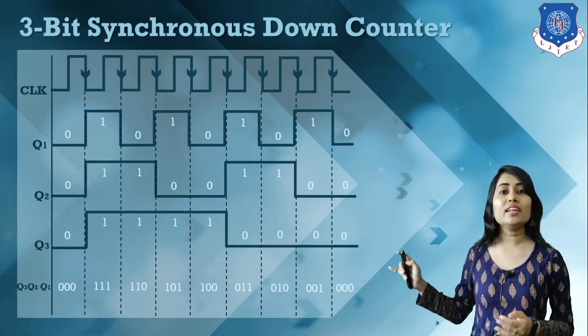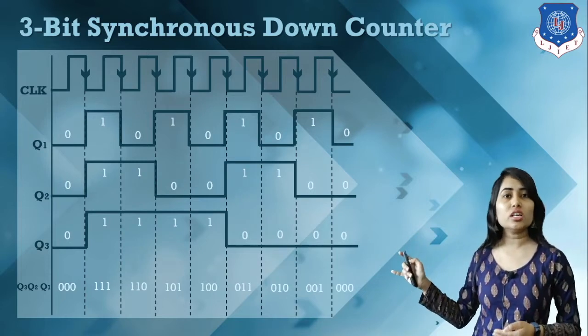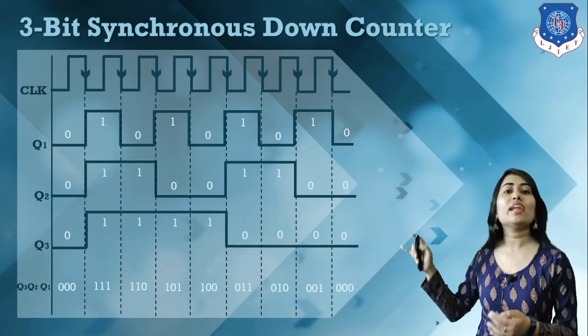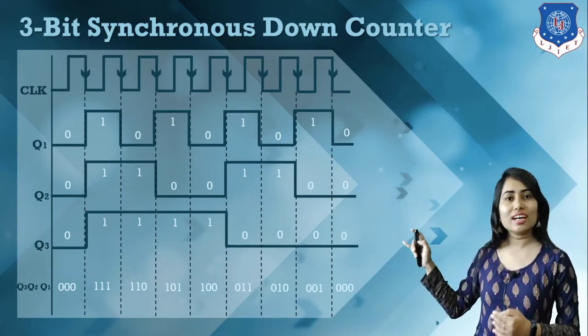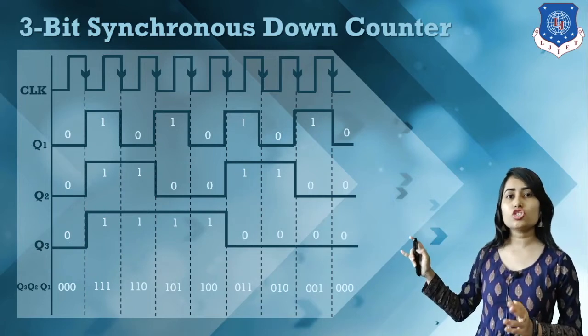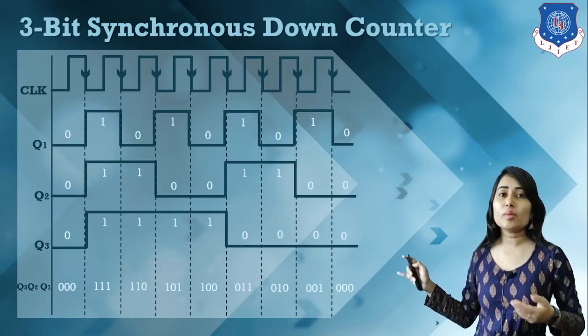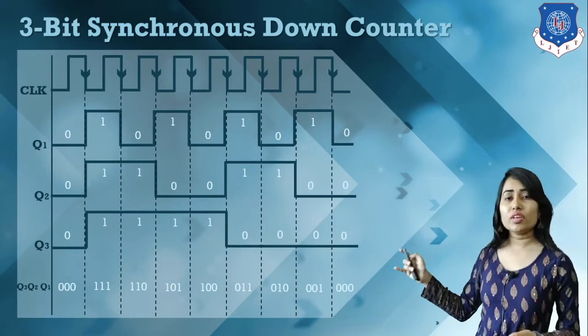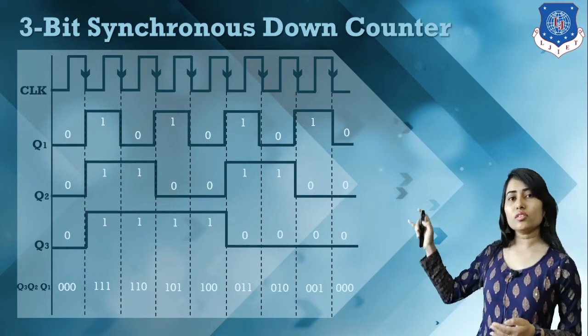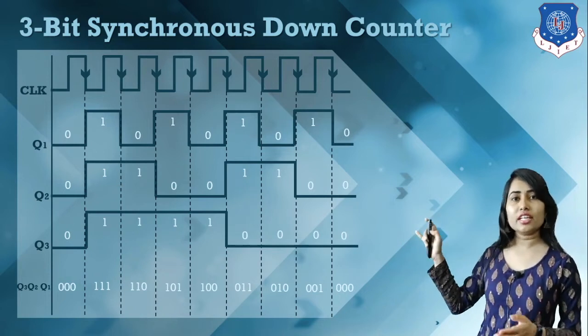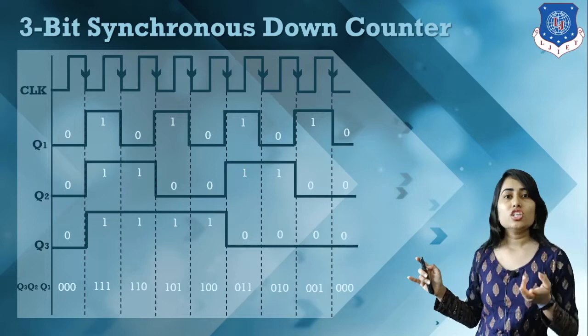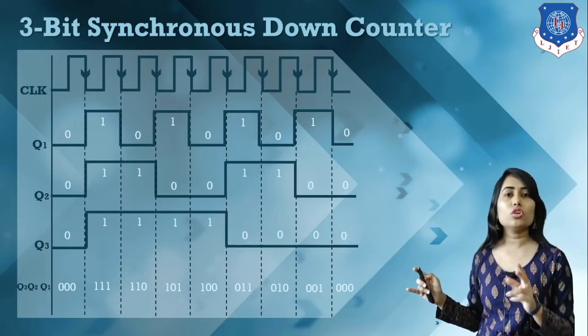Here we apply negative edge triggered flip-flops, so whenever the negative edge of the clock arrives we have a change of state. Q1 toggles whenever a clock signal is applied, so it changes state continuously. Q1 changes its value 0 1 0 1 0 1.